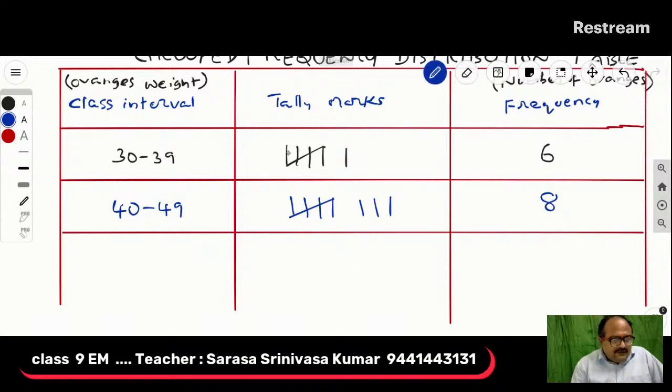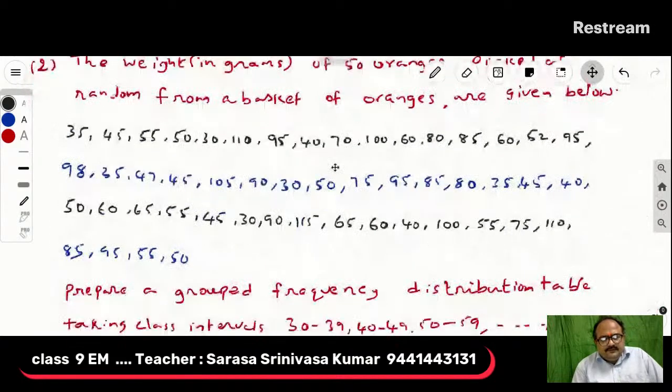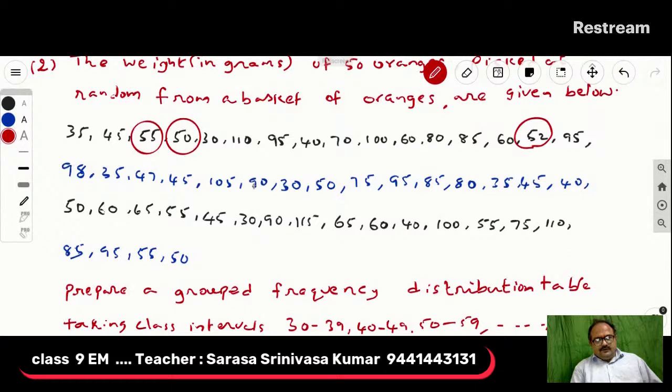Now we consider the class interval 50 to 59. Let us count the number of oranges having weight from 50 to 59 grams. This is the first orange, 55. Next 50, 52. So 3 oranges are there having the weight between 50 and 59 grams.